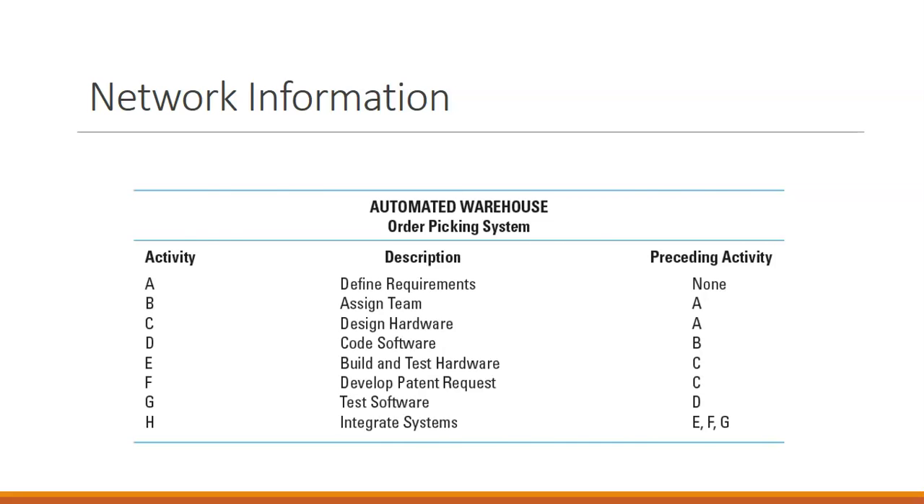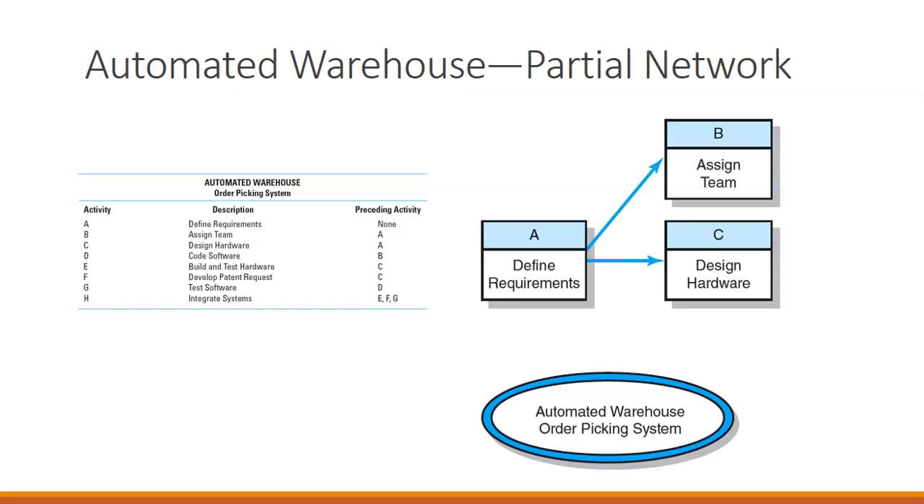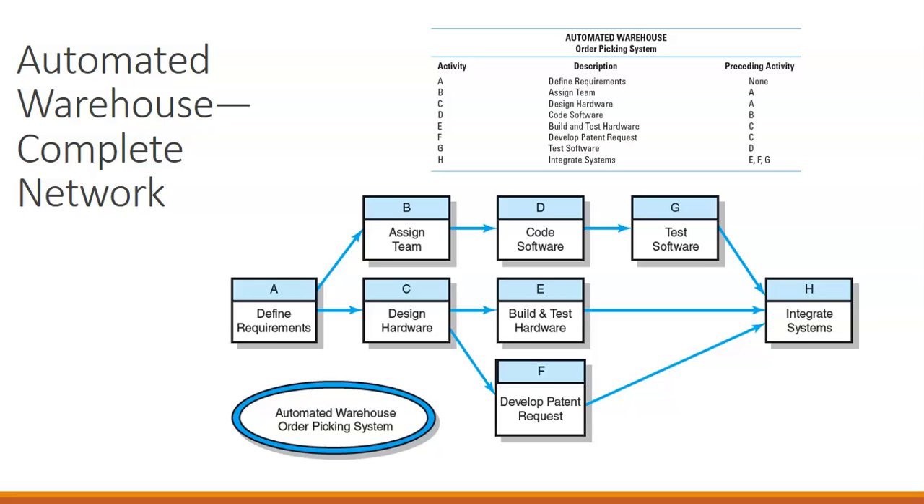When we use this information to draw a network, we start here. We have A, define requirements, and then we draw to B and C. Then from B and C, we would move to D, which can be done after B is finished, and E and F, which can be done after C is finished. So we see this full system. This is our full complete network. So we've drawn from A through H all of the activities, and we've connected which activities must be done preceding before we can move on to the next activity.